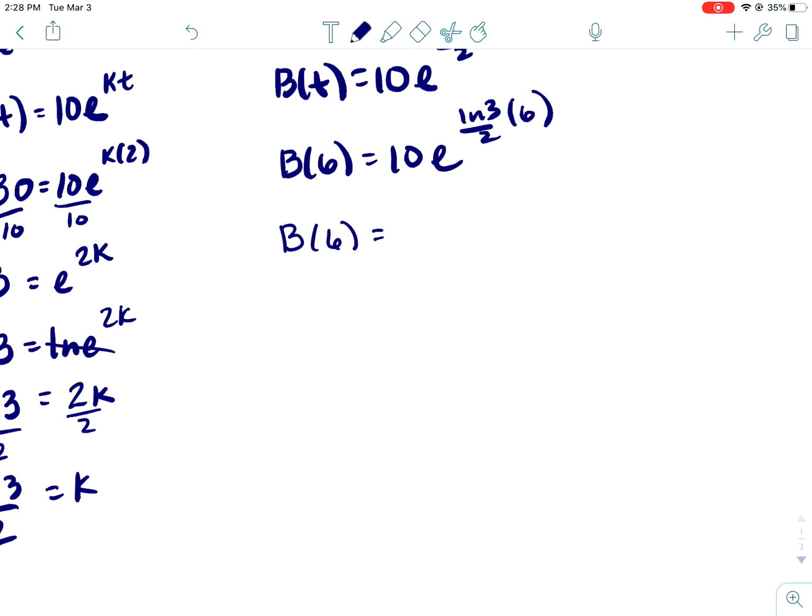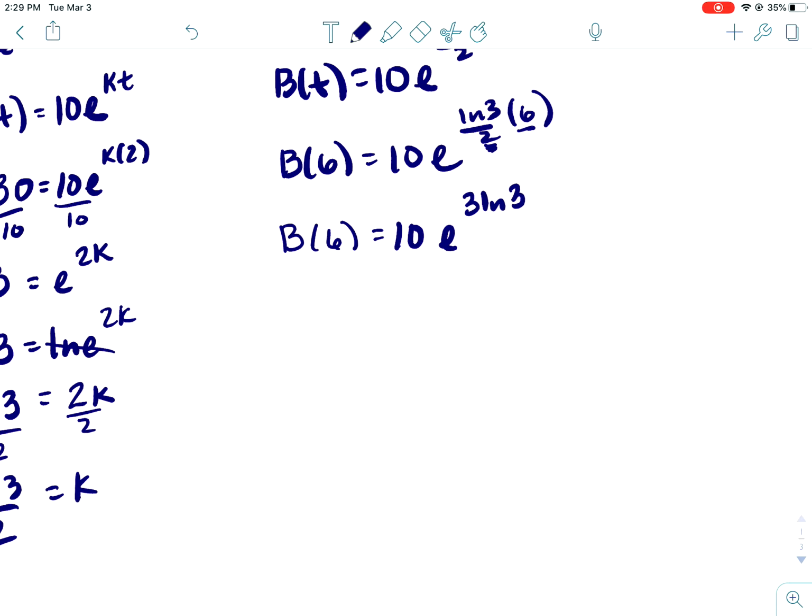Now this kind of threw some people off in my earlier class. Like they wanted to multiply the 3 times the 6. You cannot do that. The natural log of 3 is one number. Like it's some ugly decimal. But we can do 6 divided by this 2. What's that going to give you? 3. Good. So it's going to be 3 ln 3.